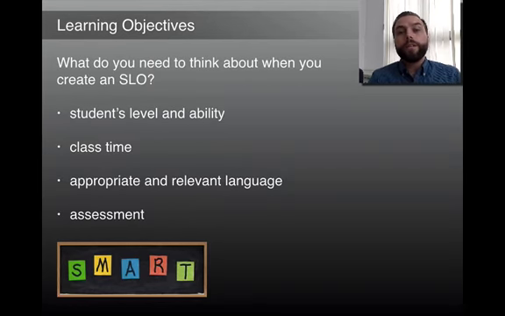Okay, so what do we need to think about when we create a student learning objective? We need to know the student's level and ability. We need to know the amount of class time we have. We need to choose appropriate and relevant language. And we need to think about how we're going to assess our students' success in completing the objective. Okay, so think about SMART, the acronym that we learned about a few slides ago.